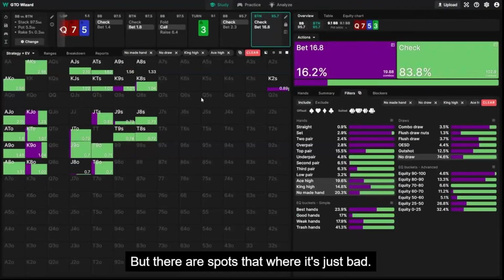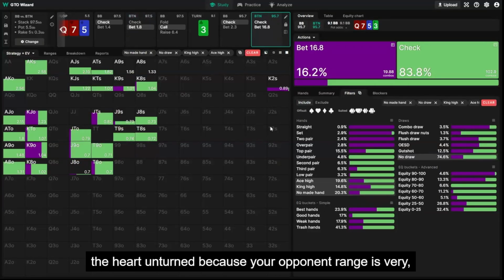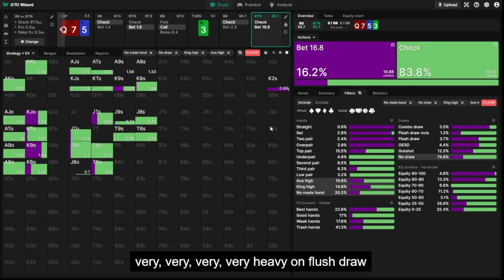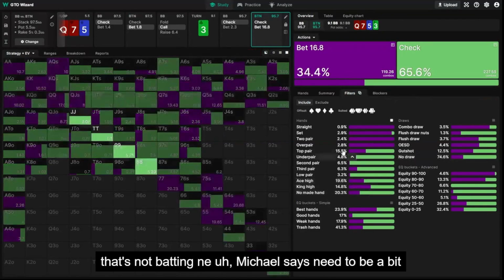But there are spots where it's just bad. For instance, generally, if you bet big, really big on flop, then it's not as good to have the heart on turn, because your opponent's range is very heavy on flush draws that call then fold. But it depends a little bit. What I would say is it's not that important.